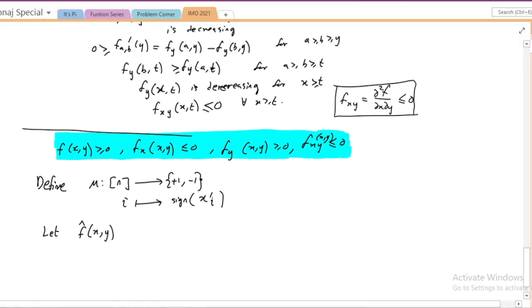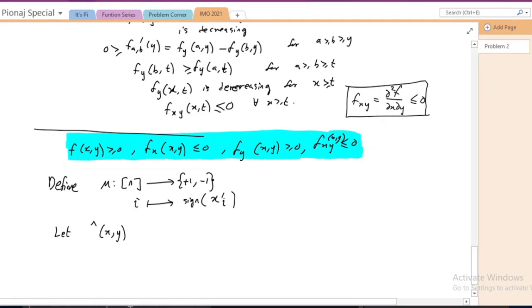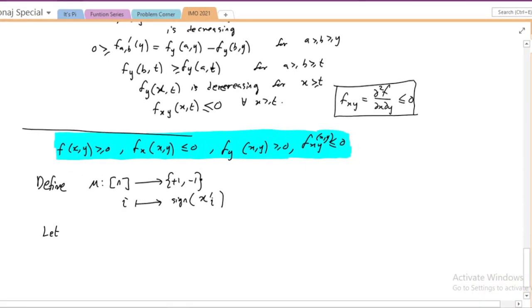So I need to do this properly. Alright, so to do this properly, we take a new function, so we just call it f cap. So f cap will be defined based on the previous function.